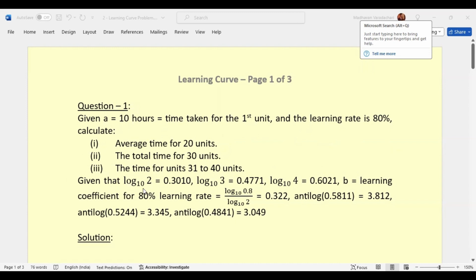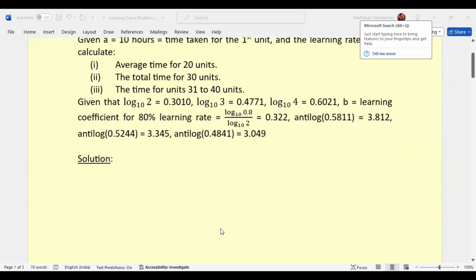Given that logarithm of 2 to the base 10 is 0.3010, logarithm of 3 to the base 10 is 0.4771, logarithm of 4 to the base 10 is 0.6021. P, which is the learning coefficient for 80% learning rate, is already given in this question as 0.322, which can be calculated as logarithm of 0.8 to the base 10 divided by logarithm of 2 to the base 10. Then antilog of 0.5811 is given as 3.812. Antilog of 0.5244 is given as 3.345. Antilog of 0.4841 is given as 3.049.